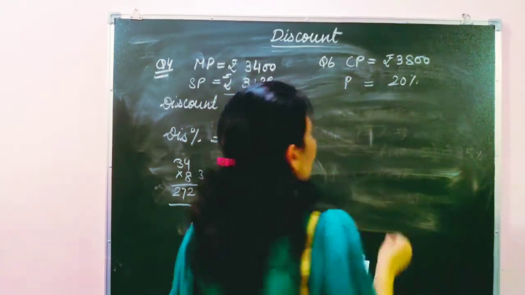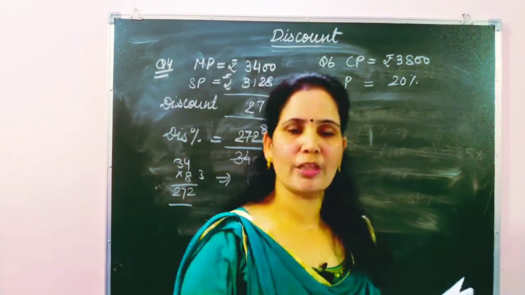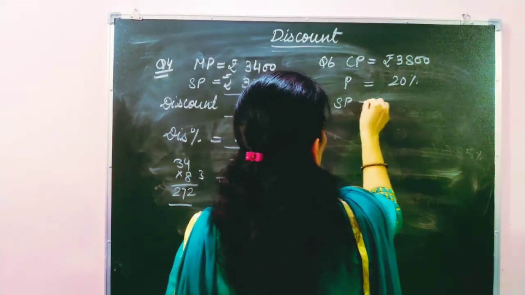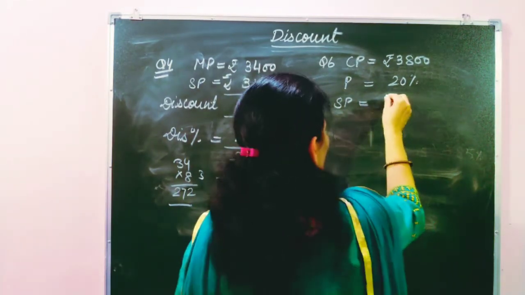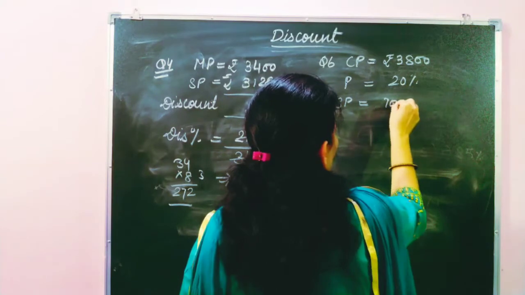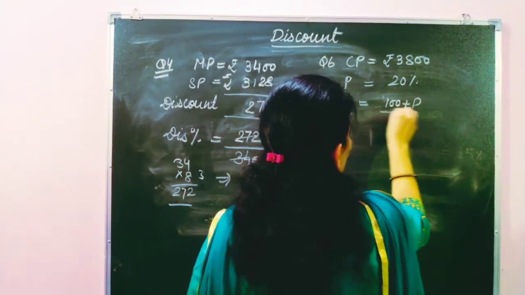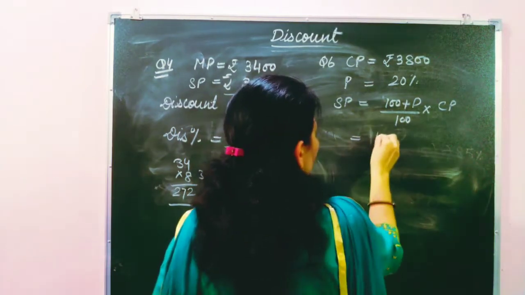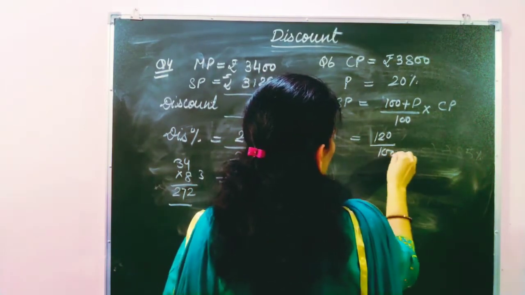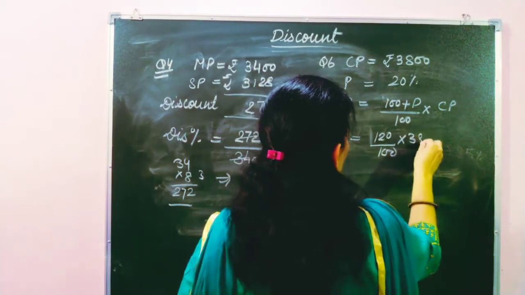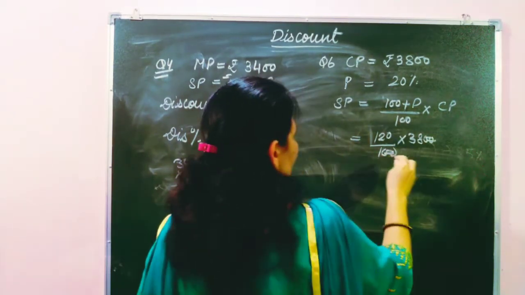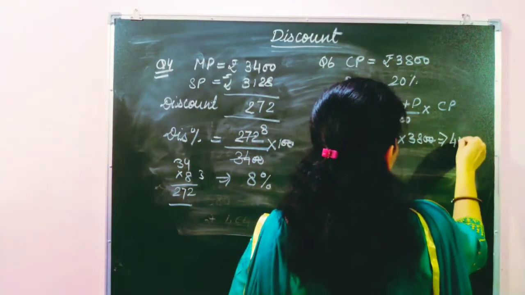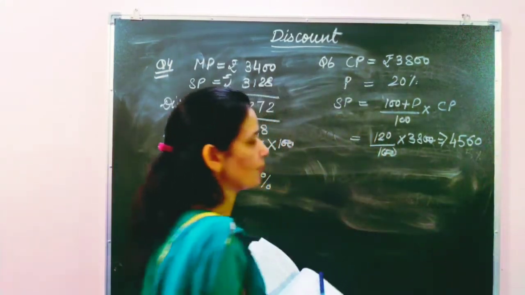So students, if we have the cost price and the profit, we can easily calculate the selling price. How to calculate? SP equals (100 plus profit) divided by 100 multiplied by CP. So 120 multiplied by 100 divided by 100 multiplied by 3,800. 20 cancels by 20. When we solve this, we get 4,560 as the selling price.